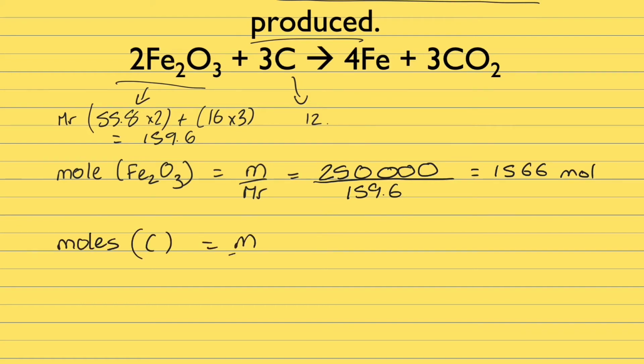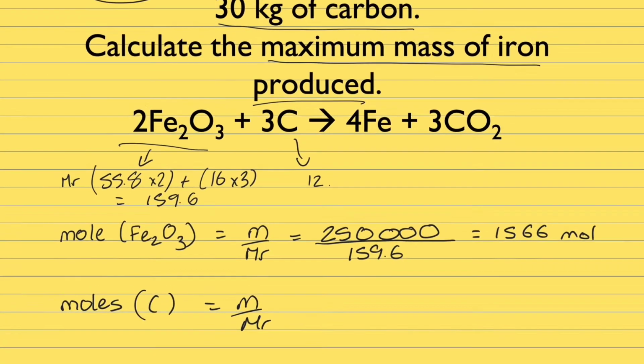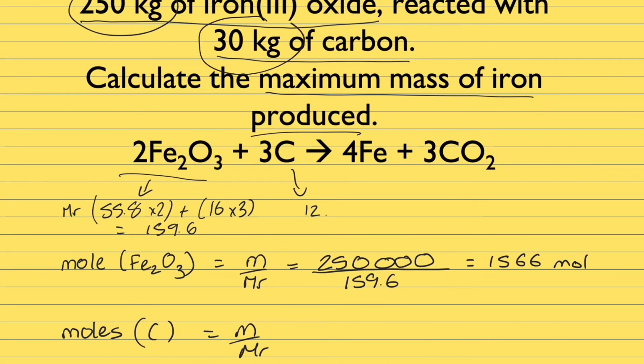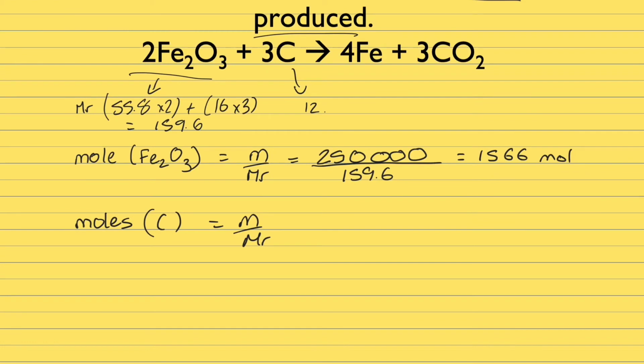Then we need to work out the moles of carbon. Again, that's going to be mass over formula mass. So the mass of carbon is 30 kilograms, which again I need to convert into grams, which is 30,000 grams, divided by the MR. Well, technically it's the AR, but it's 12, and that equals 2,500 moles. Okay, so the next thing we need to do is work out which of these is indeed the limiting reagent.